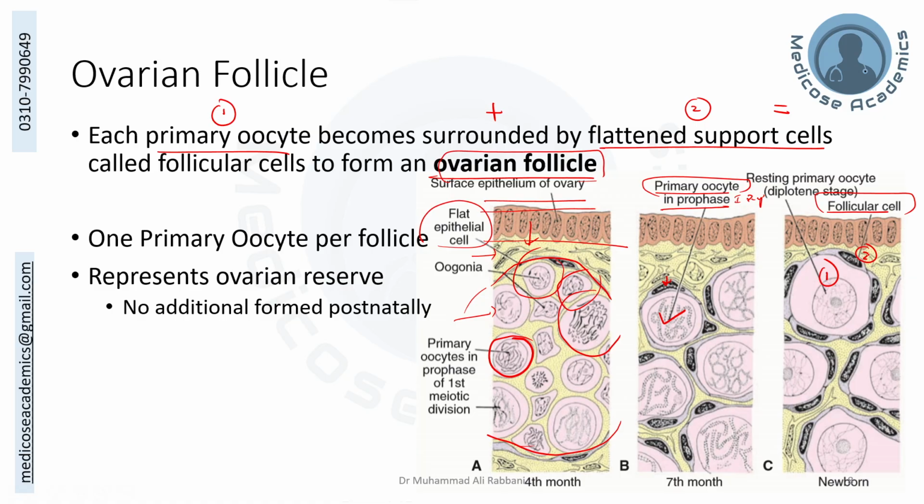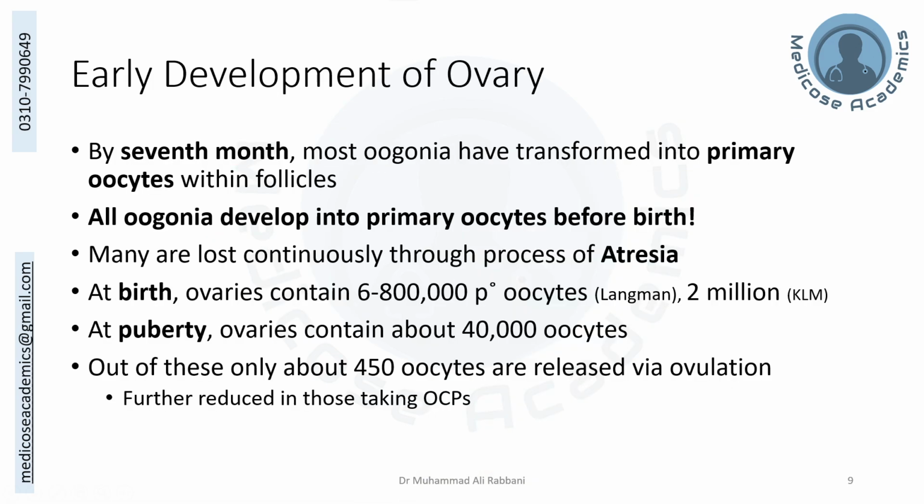These two things: the oocyte was primordial germ cell in origin, ultimately coming from the epiblast, and the follicular cells originate from the epithelial covering of the ovary. So there is one primary oocyte per follicle, and they represent the ovarian reserve. As we discussed in the previous slide, by the fifth month you will have 7 million, but now they start to die. They undergo atresia, and their number steadily decreases.